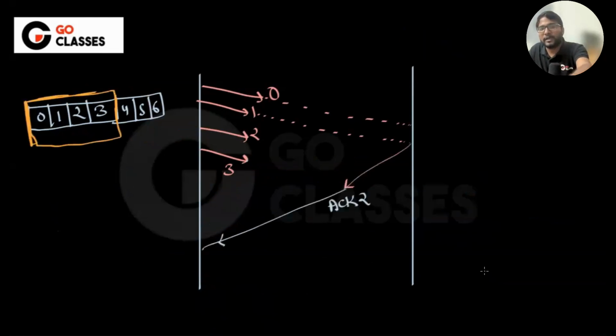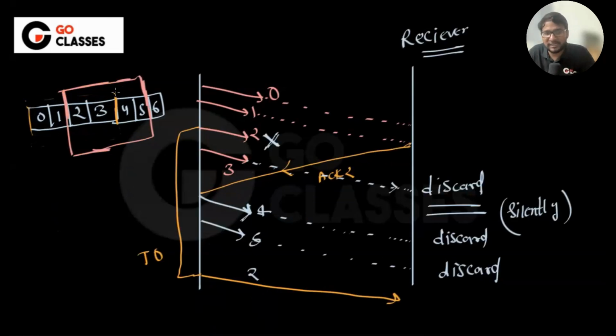Okay, so what is happening here? Let me just try to explain. You are sending 0, 1, 2, 3, and then you receive ACK2. Then you will be very happy. You will immediately slide the window, and now the window is 2, 3, 4, 5. After receiving 2, you will be sending 4, 5. But unfortunately, this particular packet has been lost. Because of this, the receiver will be discarding everything else. Although you have sent 3, 4, 5, it doesn't matter to the receiver, it will discard it. And then after timeout, you will be sending this 2, and not just 2. After timeout, you will be sending 2, 3, 4, 5.